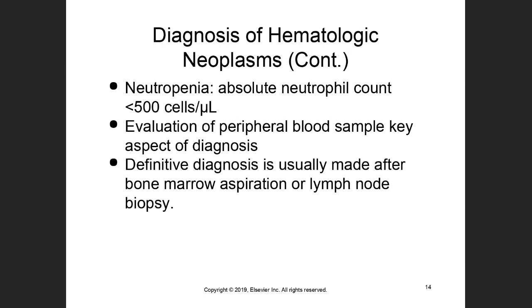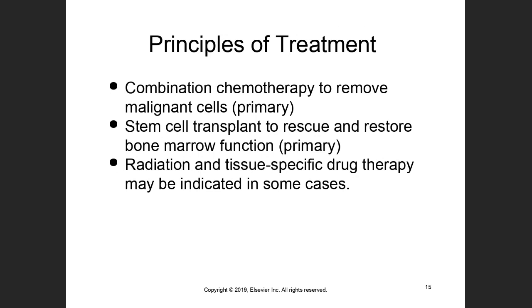Evaluation of peripheral blood sample is a key aspect of diagnosis, and definite diagnosis is usually made after bone marrow aspiration, that is basically bone marrow biopsy, okay, and lymph node biopsy. Principal treatment, combination chemotherapy to remove malignant cells, that's the primary. A stem cell transplant most of the time is curative, okay, in some cases. Also, you remember the immune deficiency diseases, stem cell transplant is also curative for those diseases, okay.